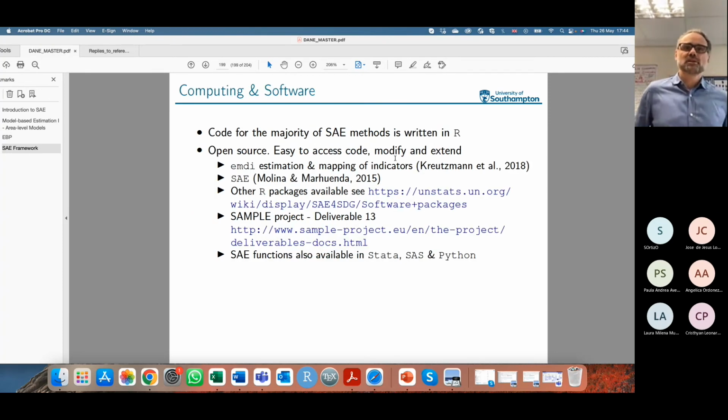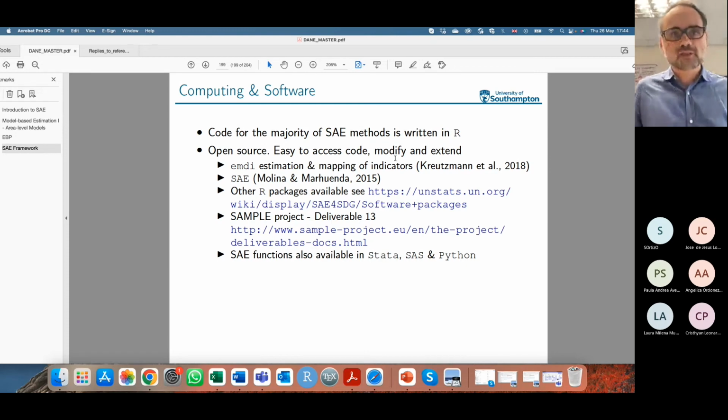Okay. In terms of computing and software, right? A lot of the code for small area estimation is written in R. It's open source, easy to access code, and easy to modify and extend. A lot of this training was provided using the emdi package. So you have labs, you have documentation on the emdi package that you can use to implement both area level models, unit level models, and some direct estimators. You also have in Computer Lab 1 libraries such as the survey library that you can use in order to estimate, to implement some of the estimators in session 1.